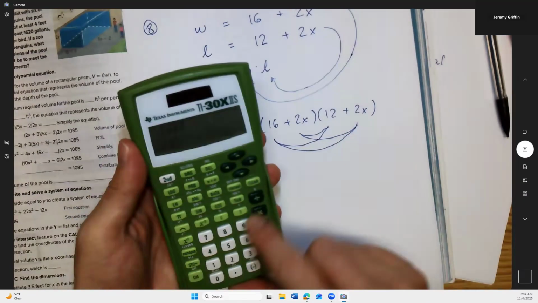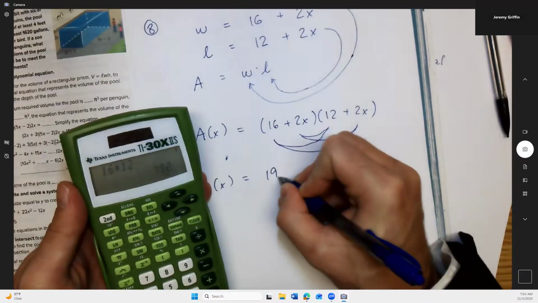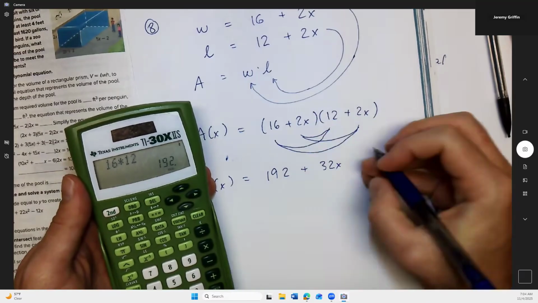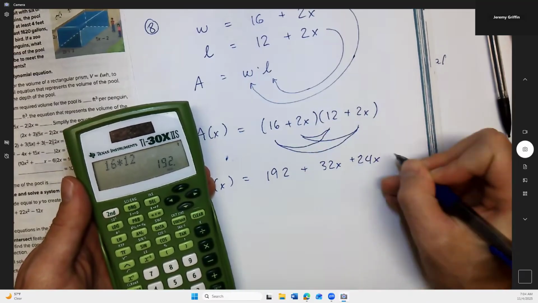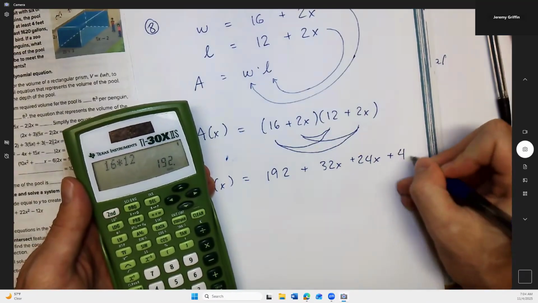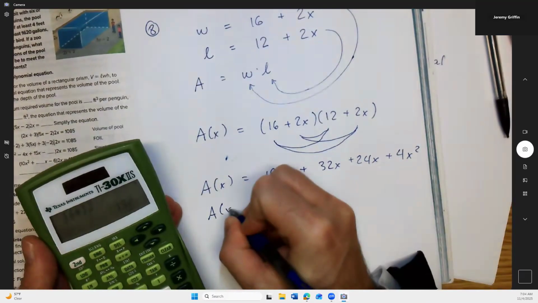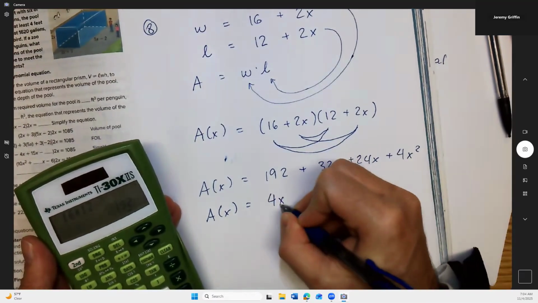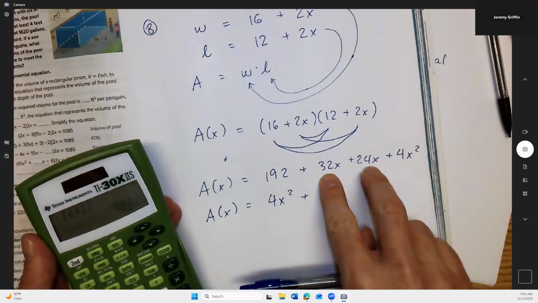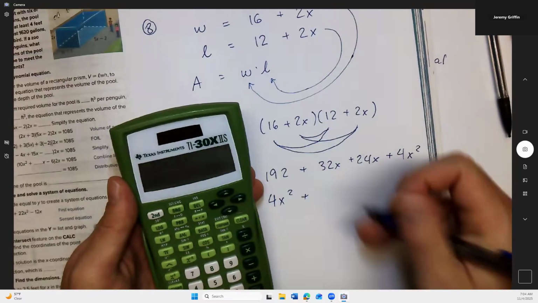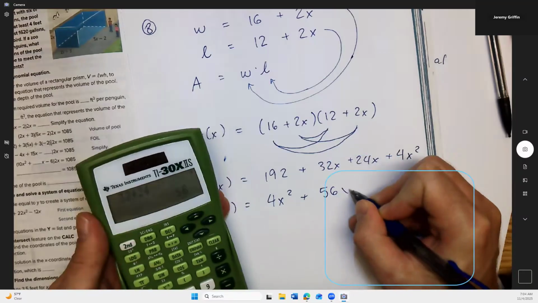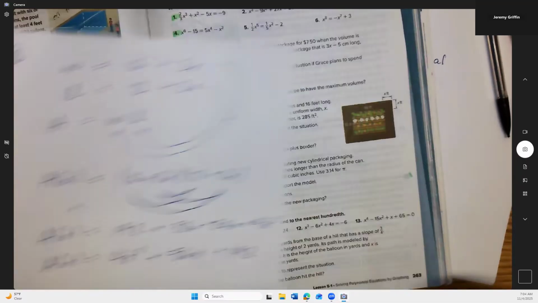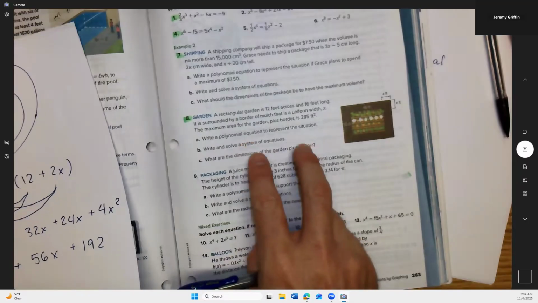What is 16 times 12? It's 192, plus the 32x, then plus 24x. That's outside, inside. And then 2x times 2x, that's 4x squared. Okay? So area is a function of x. Well, normally you put the higher powers of x in front, so I'll go ahead and do that. 4x squared plus, then I can combine outside, inside, 32 and 24. That's 56x, and then I got 192, right? So that's area as a function of x. Okay, so we got that polynomial situation.